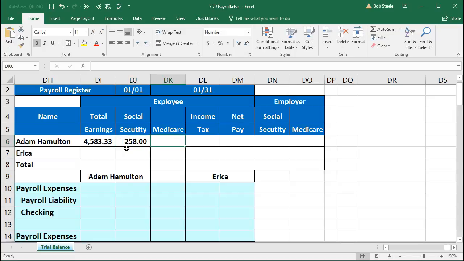Medicare's the same way. It's 1.45% typically, but the idea is more of a flat tax, meaning you would take the earnings times whatever rate we have, and that's what we would get for the Medicare. Withholdings for our purposes is going to be $66.